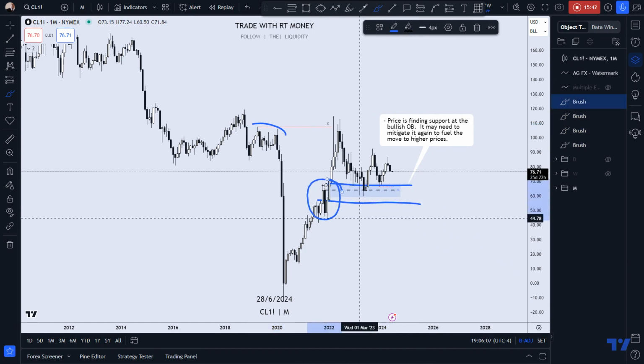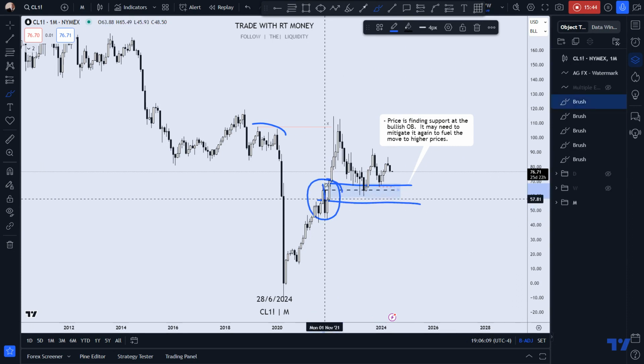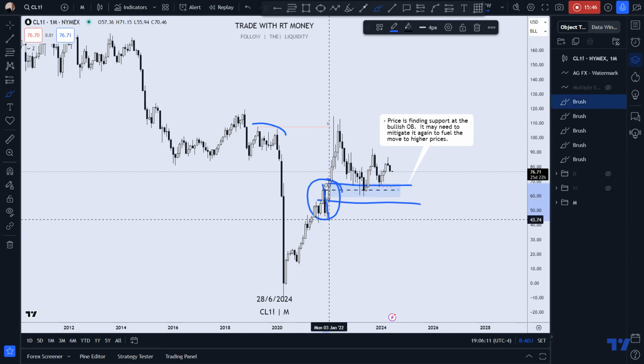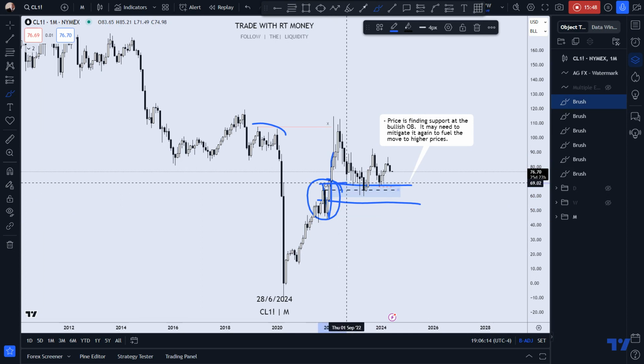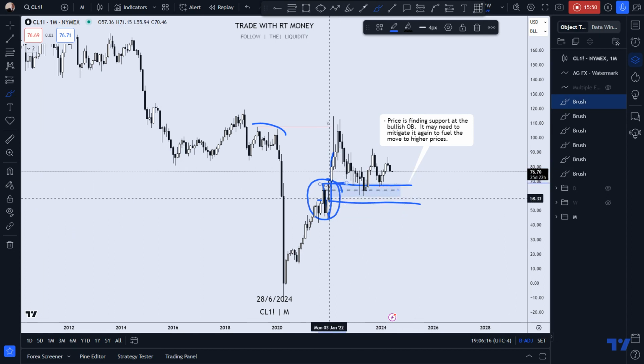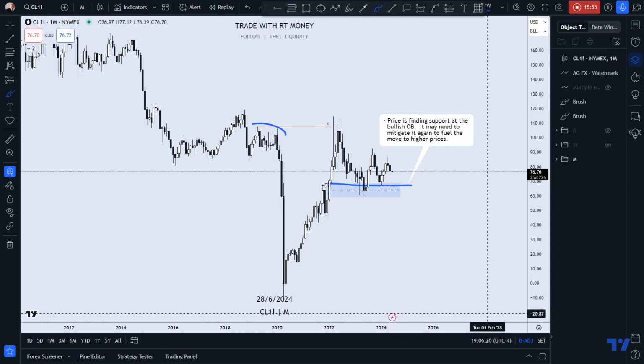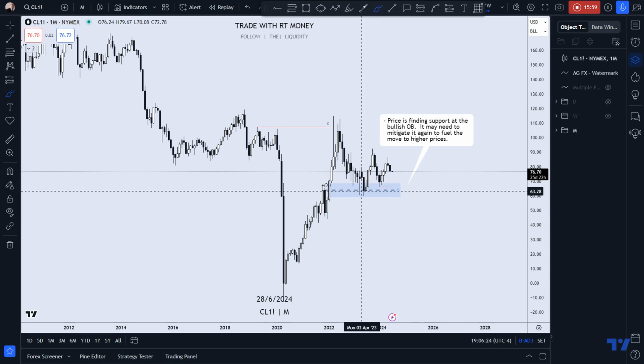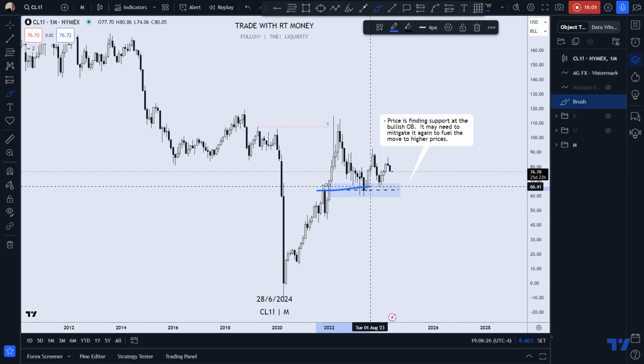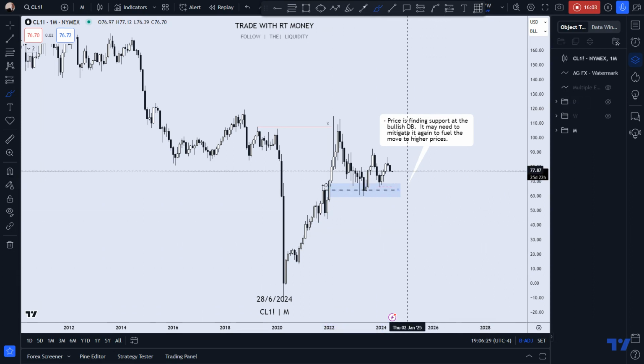This is also a bullish order block. You see the big institutional candle there, and then price taking it over, trading through it, leaving a fair value gap here. This is a very good area to expect price to hold. And that's exactly what happened right at the point of the order block here.